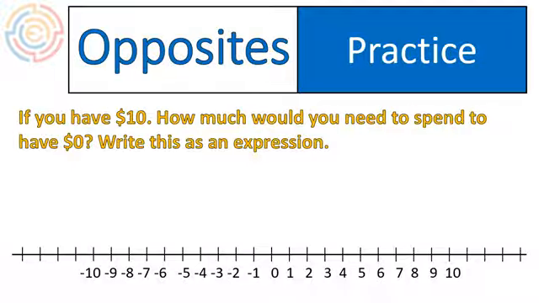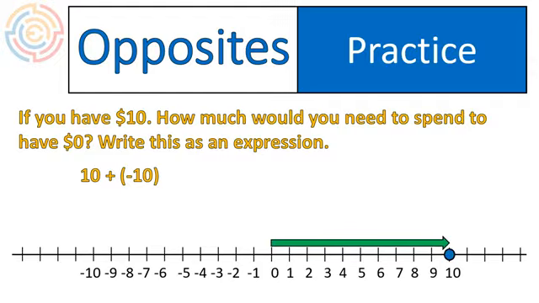Here's what I would write as an expression. 10 plus negative 10. That's one way to write this expression as adding opposites. What it would look like on a number line is this. I start at 0, add 10, subtract 10, and I'm back to 0. Now with this one, I actually started at 10 and just subtracted 0, but you get the idea. You end up back at 0.